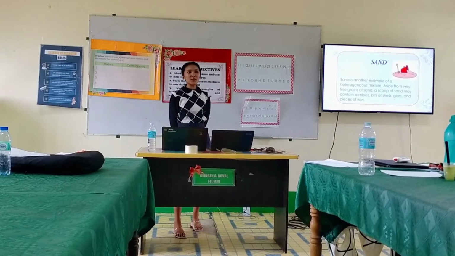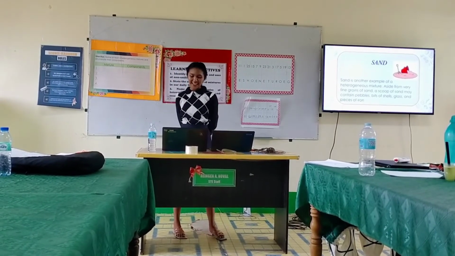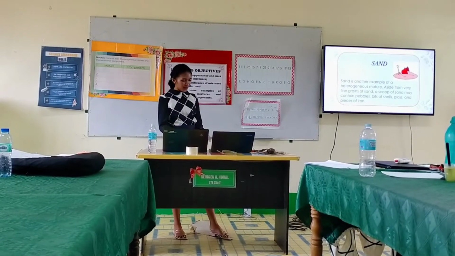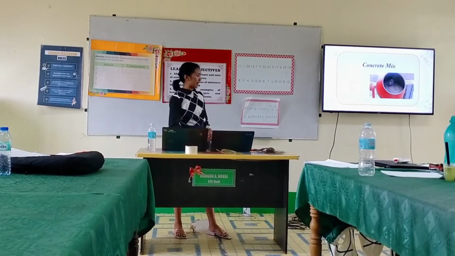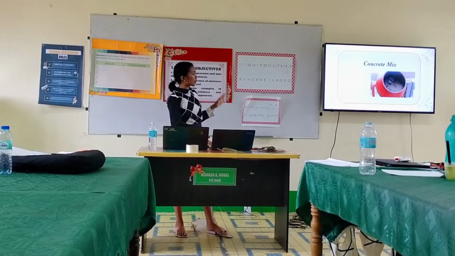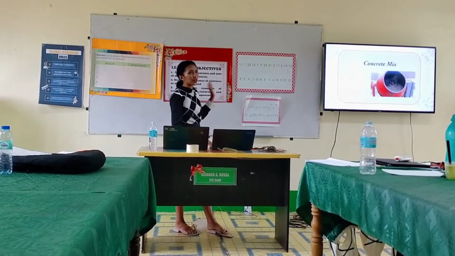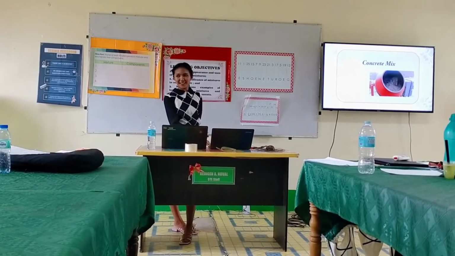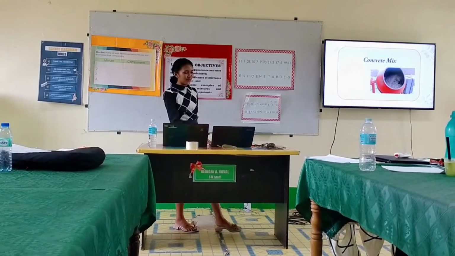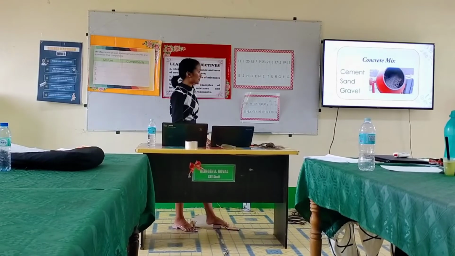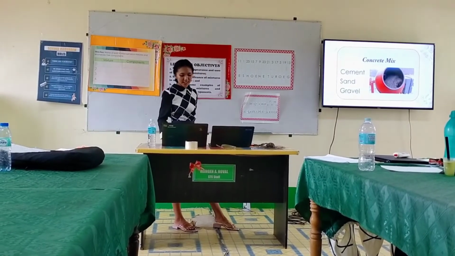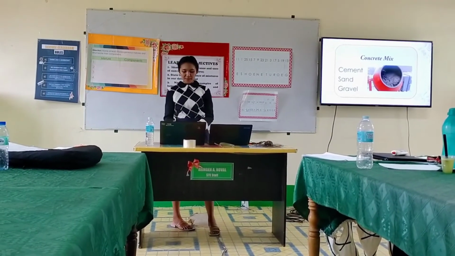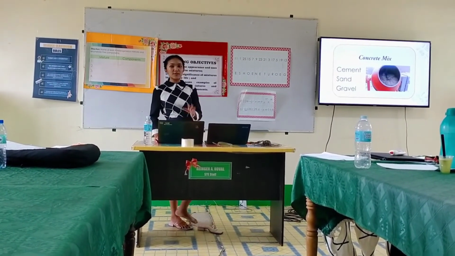So mixtures do not only occur naturally. They can also be made from existing ingredients. So for example, we have a concrete mix. So class, what do you think are the components or ingredients of a concrete mix? Cement, sand, gravel, and water. Very good. We have cement, sand, and gravel. So the ratio of each ingredient differs depending on how the concrete will be used.